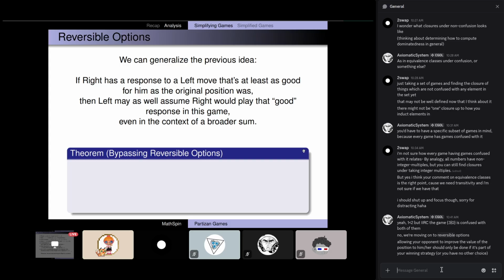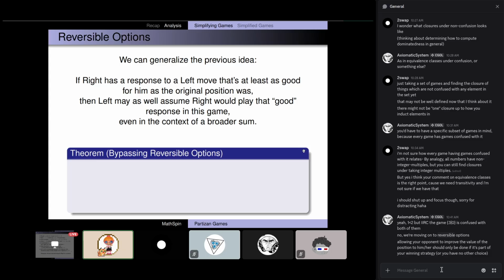And so the name of this theorem, as was hinted at in the chat, is bypassing reversible options. And I don't like the name reversible because we're not changing the order of time or anything. We're not reversing things. It's reversing in the sense that right makes a move that's even better for right, or at least as good for right as the original position. So it kind of obsoletes the original game in some sense. I don't have a great defense of reversible.